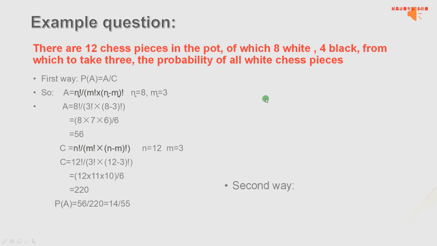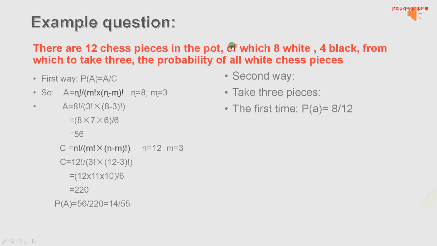The second way, I think there's a simple way to deal with this question. Let's suppose this question. The first time to get the white pieces, because there are 12 chess pieces in the pot, and we will get the white pieces. There are 8 white pieces in the pot, so the first time we get the white chess pieces probability is 8 divided 12. The second probability, because we need a hypothesis. The first time we really get the white pieces, so in the second time we lose a white piece.